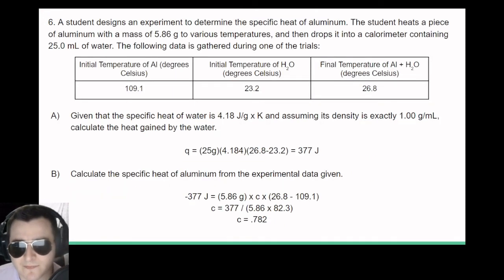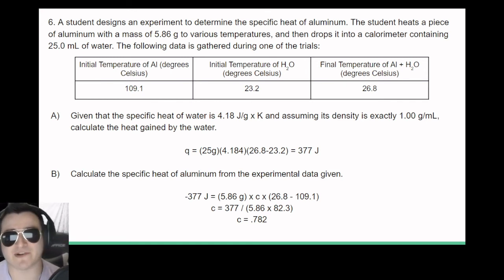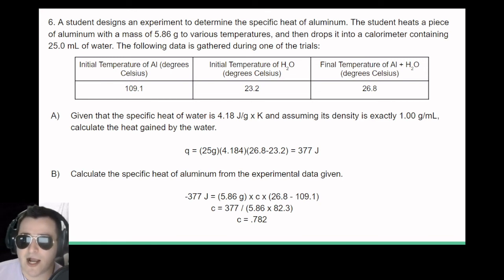Next question. A student designs an experiment to determine the specific heat of aluminum. Student heats a piece of aluminum with a mass of 5.86 grams to various temperatures and then drops it into a calorimeter containing 25 milliliters of water. So we got some basic Q = mcΔT questions here. Just wanted to show you that, yeah, it can be pretty simple. I could give this question to my honors chemistry class, and I would feel pretty confident that they're able to do it.